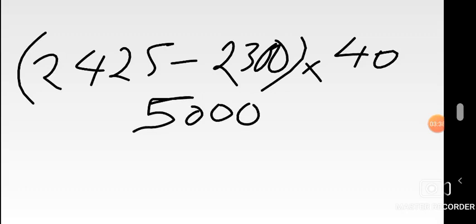Label this figure adverse or favorable. Well, standard is more than actual. Use the brackets to compare. Remember this always.